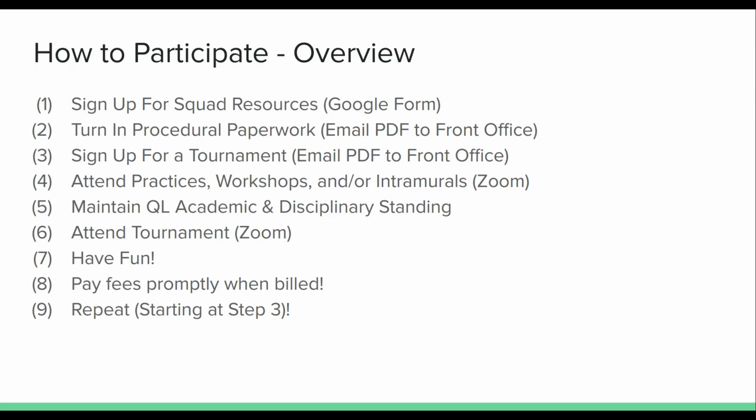The first and number one step is obviously to sign up for squad resources, the contact communication form. Once we get that information, we can go ahead and add you to the squad resources. Then you go to those resources and you turn in the procedural paperwork, the waivers and liability forms, plus the rules and expectation documents. After that, you sign up for a specific tournament. You find the form, you fill it out, and you email it to the front office.